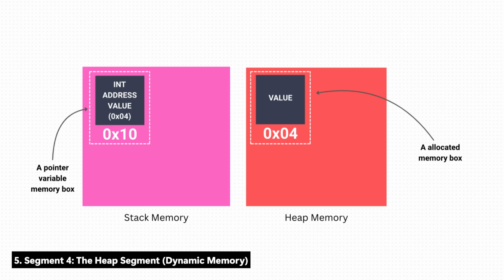The following are its key characteristics. First is manual management. Unlike the stack, the heap must be managed manually using special functions like malloc, calloc, realloc, and free. Second is longer lifetime. Heap data persists until it is explicitly released by the programmer using free, or until the program terminates.